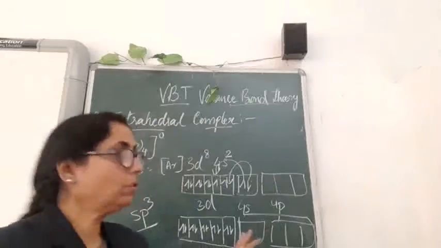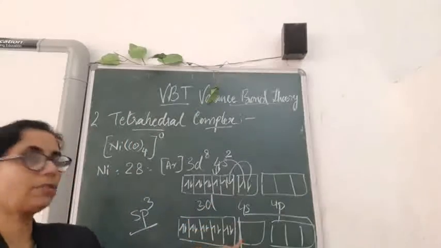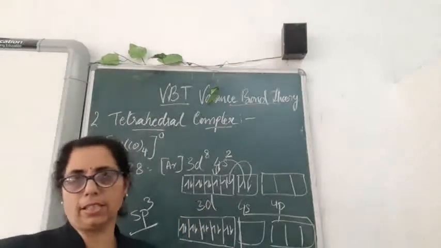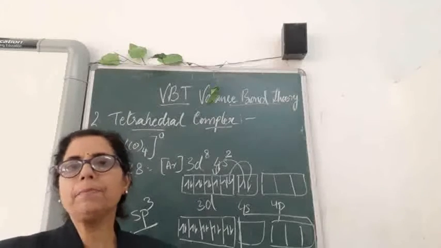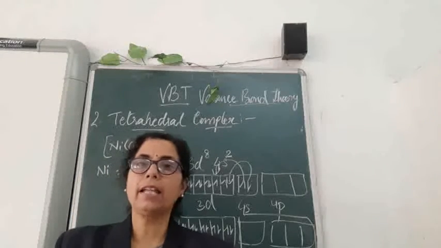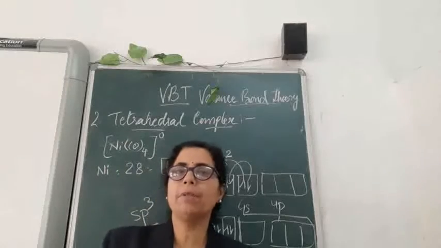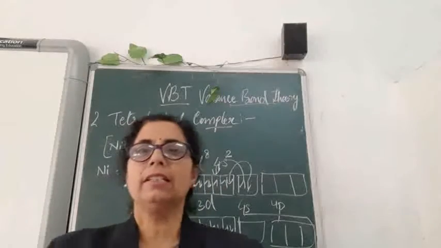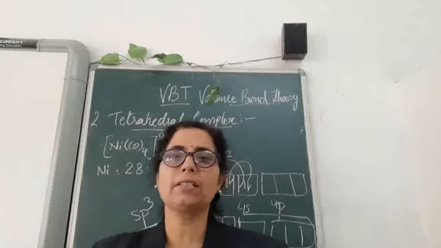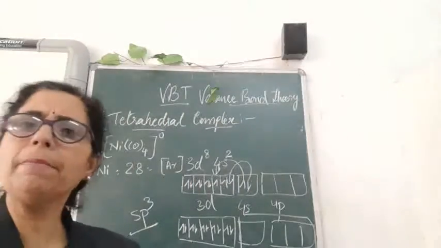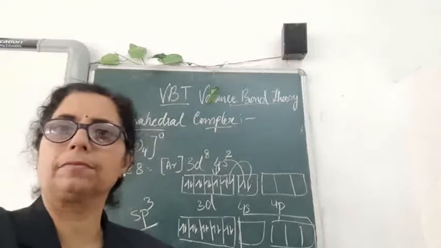As you know, there is no unpaired electron left here, so this complex will be diamagnetic. In the earlier example, unpaired electrons were present and that was considered paramagnetic. The number of unpaired electrons present decides whether the complex is magnetic or non-magnetic, that is, diamagnetic or paramagnetic.